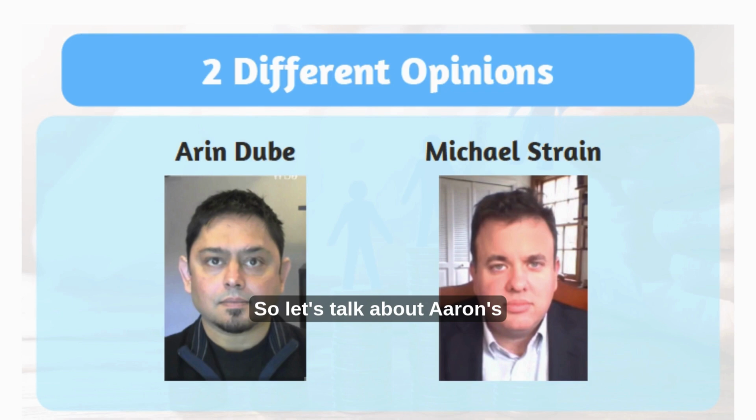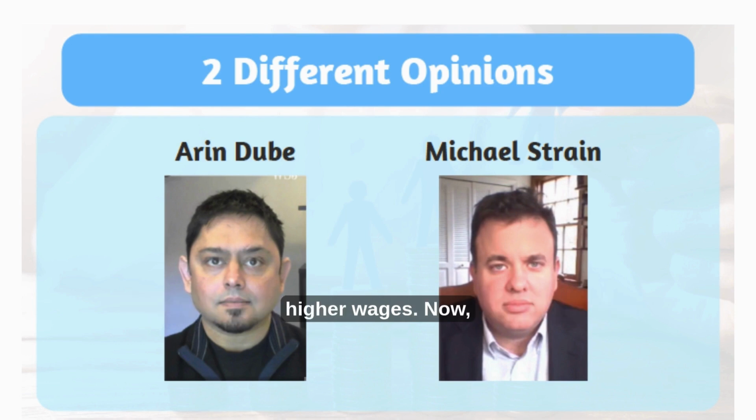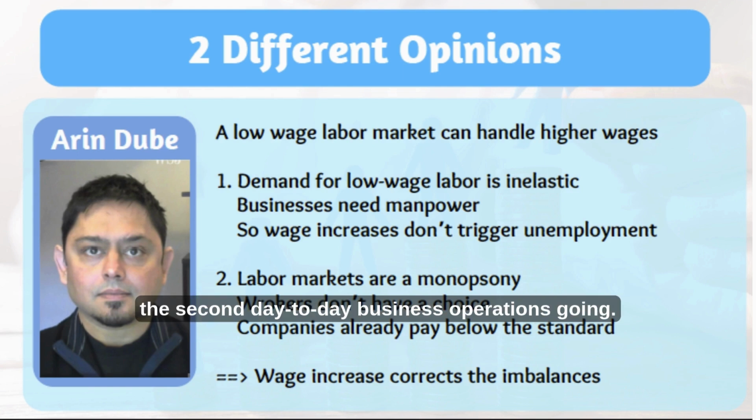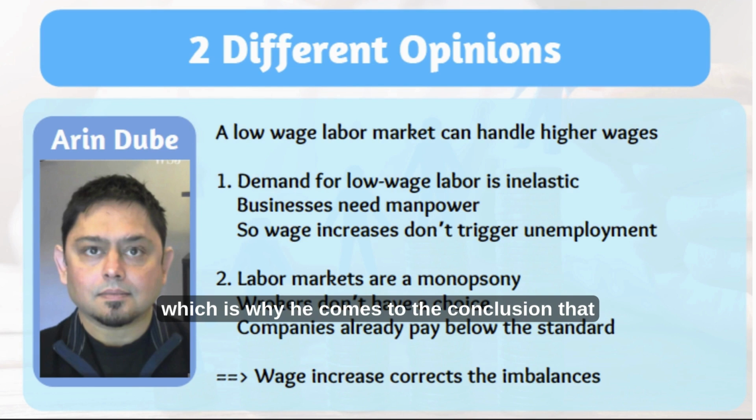So let's talk about Aaron's perspective first. He believes that a low-wage labor market can handle higher wages. Now, this can be due to several different reasons and economic assumptions. The first being that demand for low-wage labor is often inelastic or non-flexible. Since businesses need manpower, they can't just fire the employees without hurting their productivity and day-to-day business operations, because they need those low-wage workers to keep their day-to-day operations going. So with a wage increase, which is why he comes to the conclusion that a wage increase doesn't trigger unemployment.